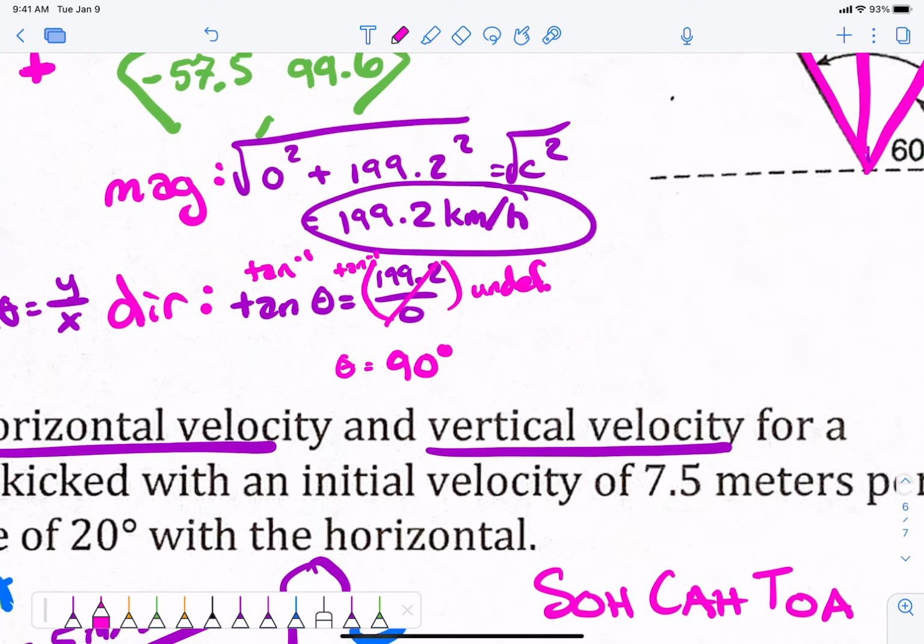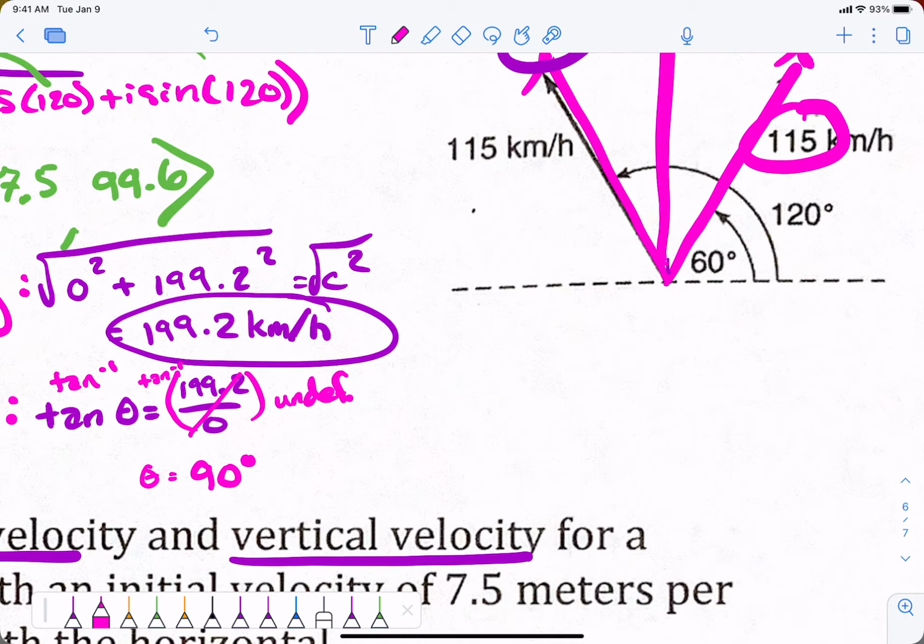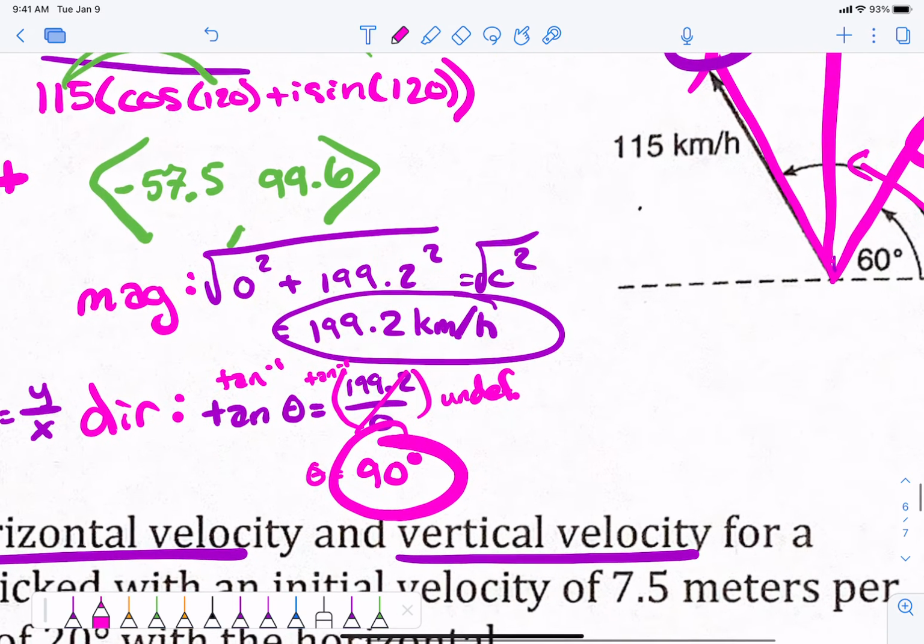Undefined. Okay, if you look on your unit circle, do you guys have your unit circles handy? Where is tangent undefined? At 90 degrees or 270, but this is going to be straight up. It's going to be 90 degrees, right? So you can do it that way, or you can just think about what it looks like. Where is 0, comma 199.2? That's going to be straight up and down. That's at a 90 degree angle, right? So 90 degrees is the direction, 199.2 is the magnitude.